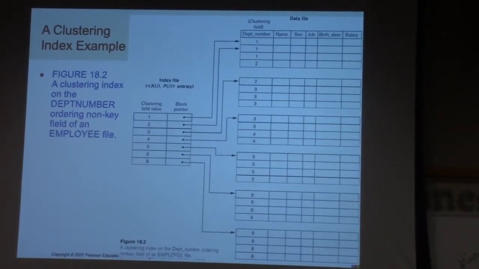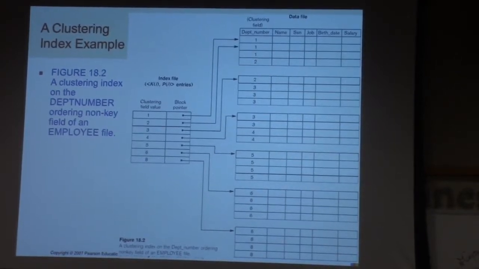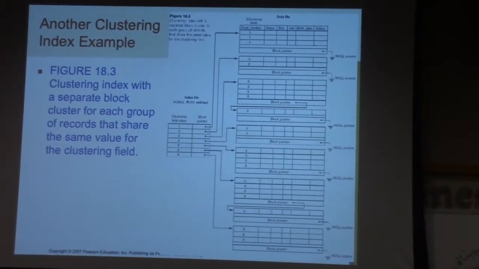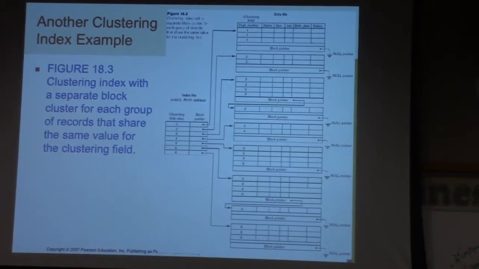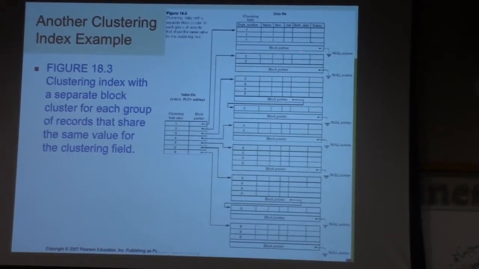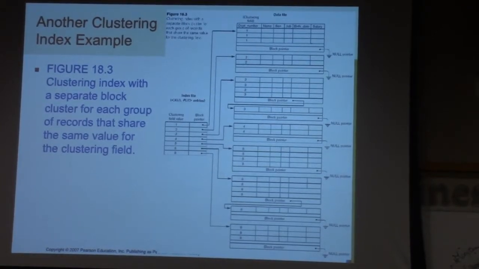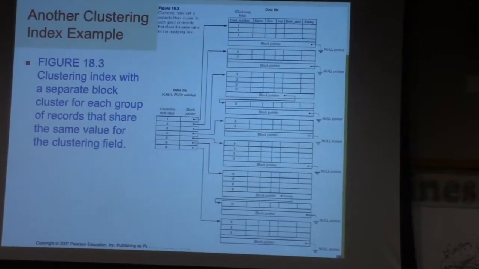Question: is a clustering index a dense index or a non-dense index? It's non-dense, because there is a lot of data but only one entry per distinct value. If you want, you can separate per block for each value. Even though you have a remainder, we are going to start from a new block, like that. So this is another version of the clustering index.